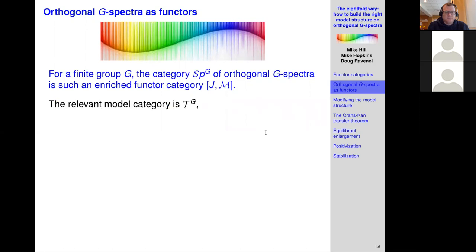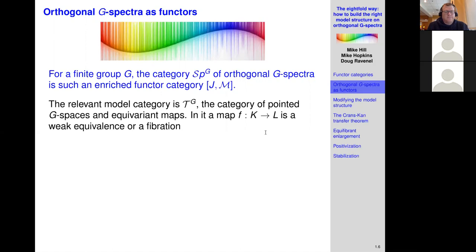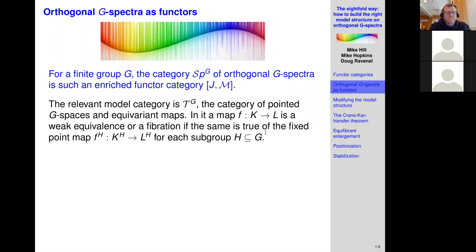So the relevant model category is T upper G. That is the category of pointed G spaces with equivariant maps. And in it, a map between G spaces is defined to be a weak equivalence or a fibration if the same is true of the fixed point map from K^H to L^H, where H ranges over all the subgroups of G. A map between G spaces is defined to be a weak equivalence or a fibration if the same is true of all of its fixed point maps.